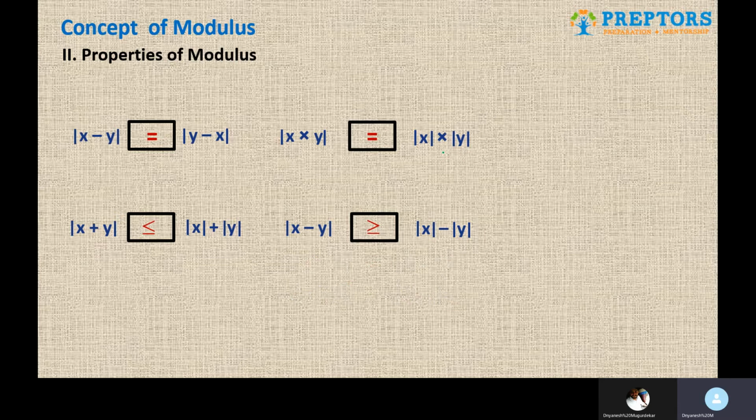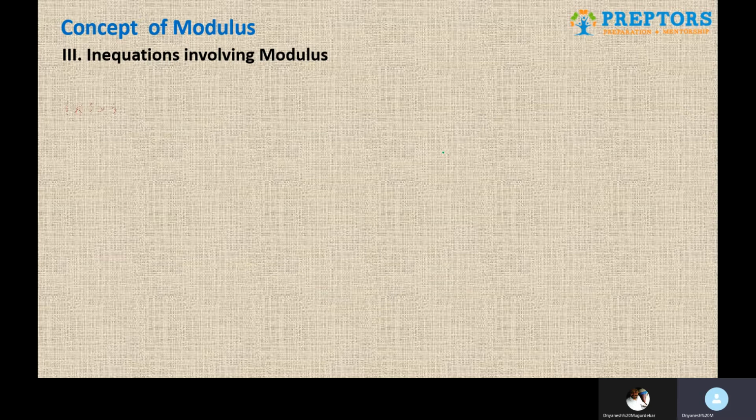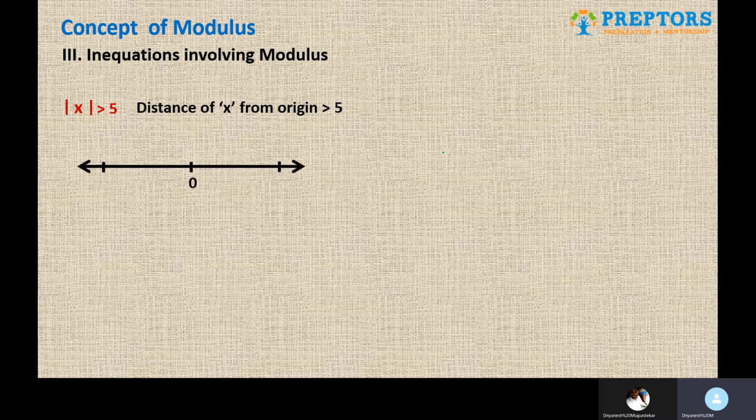The next part is more expressions regarding modulus and inequations involving modulus. The first one, a simple one, mod of x is greater than 5. Mod x, the way it has been defined, was distance of x from origin. And now we are saying that distance of x from origin is greater than 5. When you do that, origin is 0 and x is a point which has a distance greater than 5 units. Now you can go on either side here. If you go on the positive side from origin, a distance of 5 units will give you plus 5 as the point, and a distance of 5 units on the left side will give you minus 5 as the point, as your boundary.